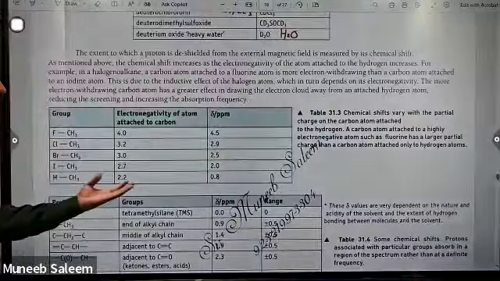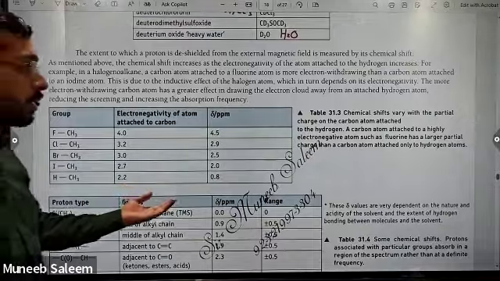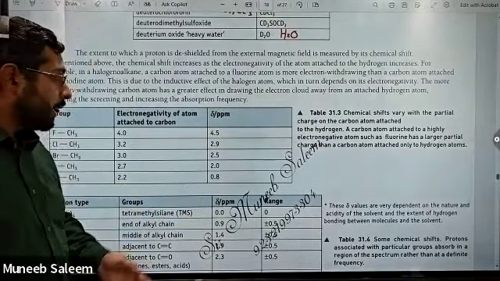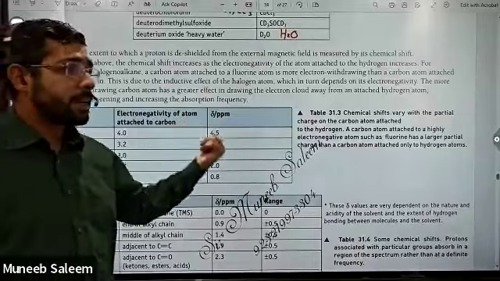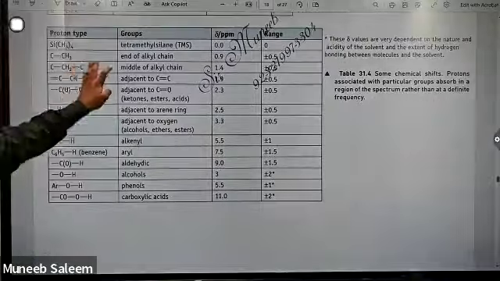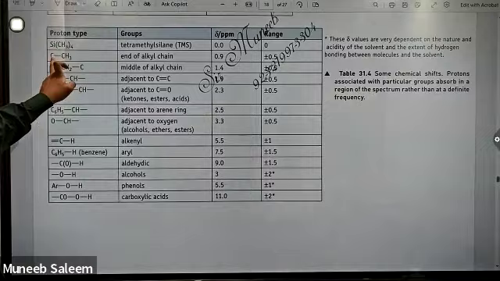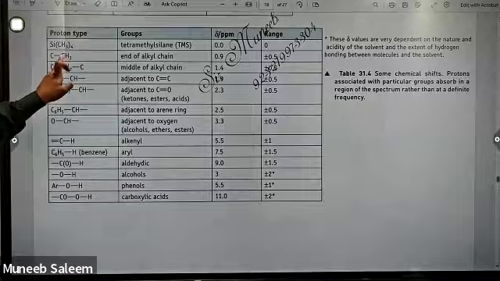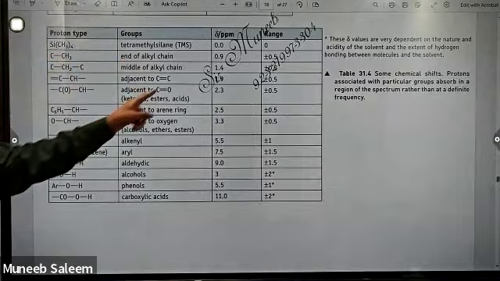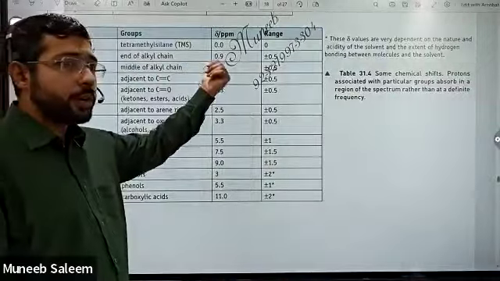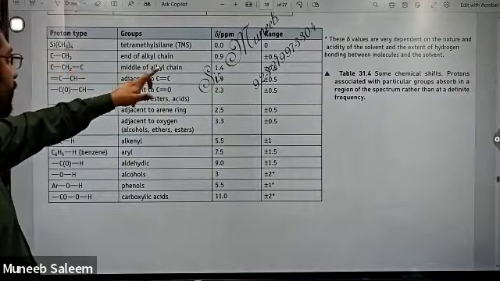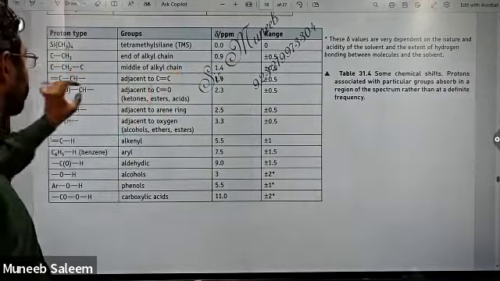Now, the same table is being provided to identify the location of the peak on the spectrum, and the chemical shift values are based upon the chemical environment. We have these different chemical environments. For example, the hydrogen present in the alkyl, at the end of the alkyl chain, the chemical shift value is 0.9. Another hydrogen, which is in the middle of the alkyl chain, has a chemical shift value of 1.4.